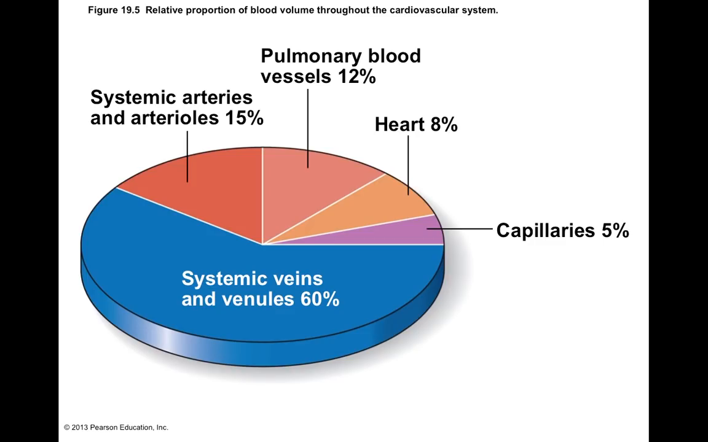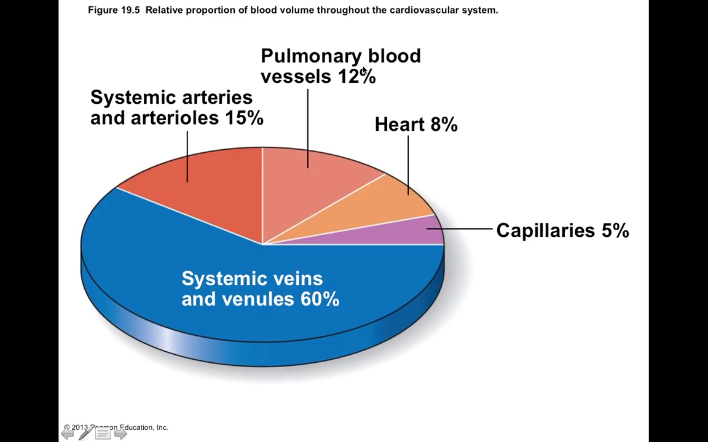So don't think that the vessel model we saw, or even the models we have in lab, are to scale, because you have way more veins in your body than you do arteries. Even though we didn't go over that many veins in lab, if that makes sense. But these veins store a lot of blood, 60% of your blood. Only 15% of your blood is in arteries at any moment.